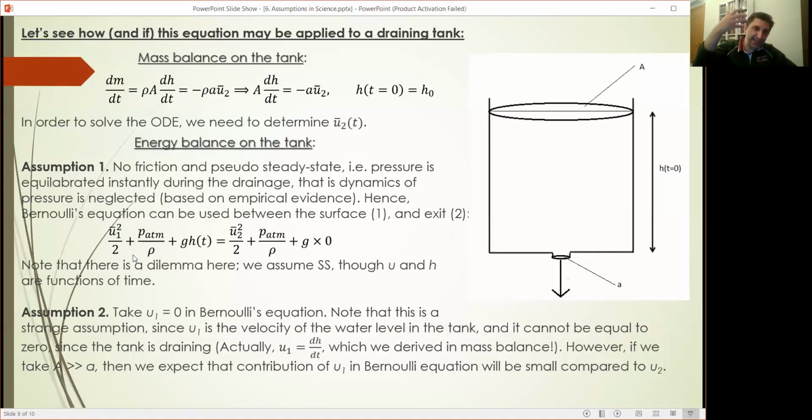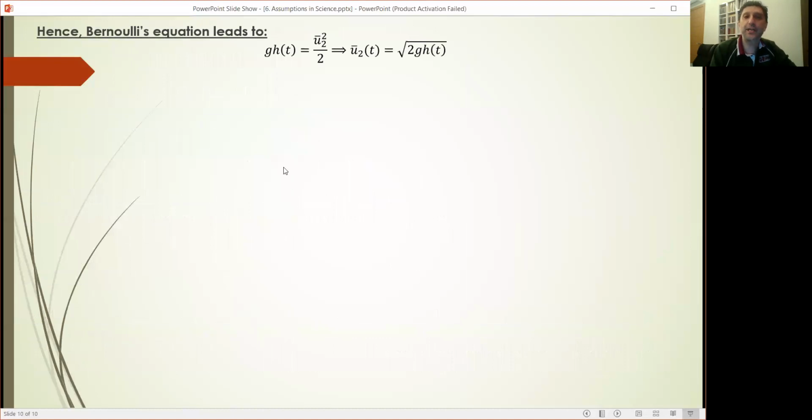So maybe this gives you an additional idea about the nature of assumptions. There may be contradictions in some cases, but mathematically this very much helps the situation, and it's also a pretty realistic assumption mathematically. So within the scope of this equation, you can safely remove u1. And when we do that, the Bernoulli equation leads to u2 being equal to some function of the square root of h.